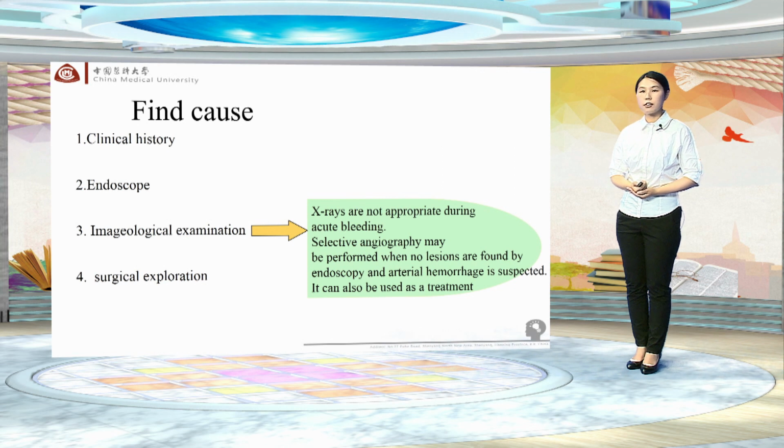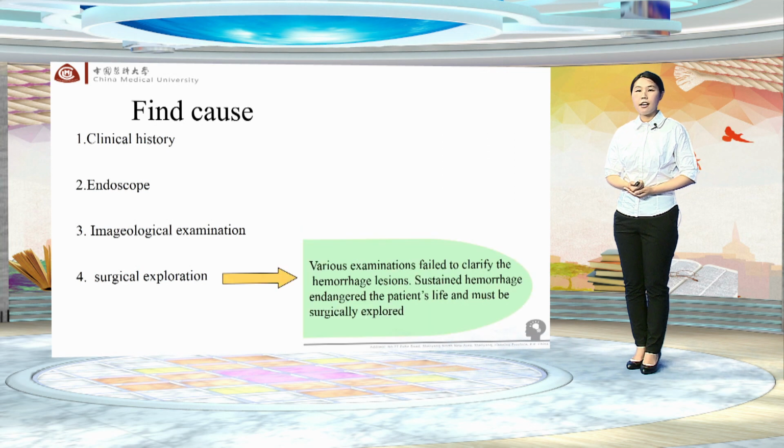Selective angiography is feasible when no bleeding lesions are found by endoscopy and arterial bleeding is suspected. If you see contrast agent overflow, it is the most reliable sign of gastrointestinal hemorrhage, and you can immediately give a transcatheter embolization to stop bleeding. But when the amount of bleeding is small and the speed is very slow, it is difficult to find in this way.